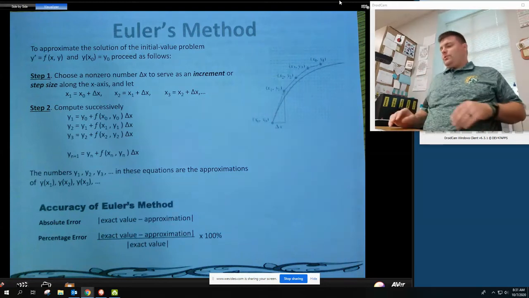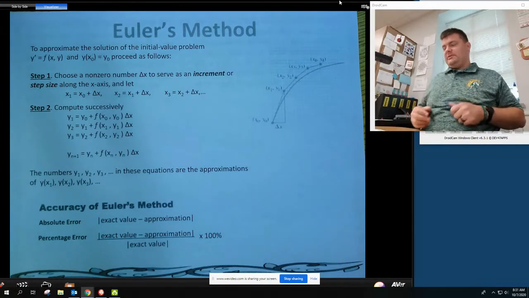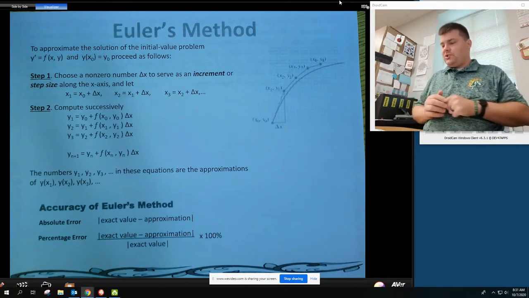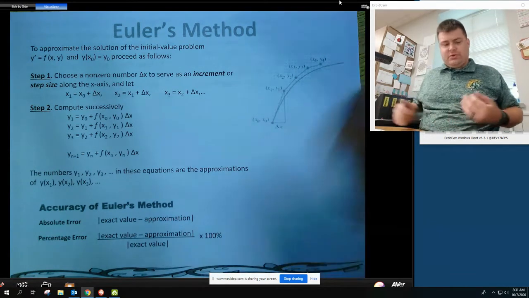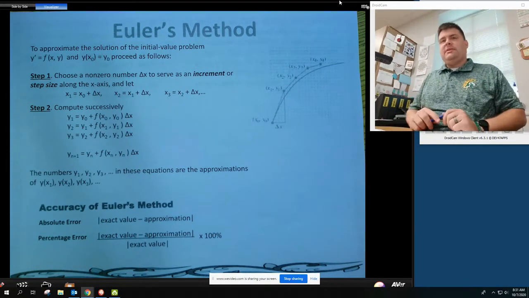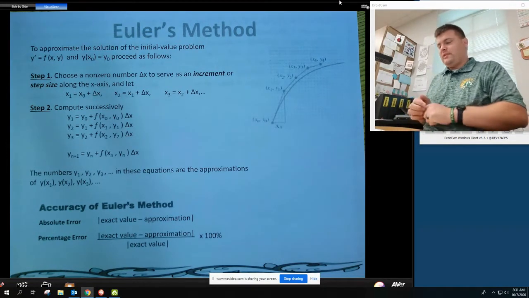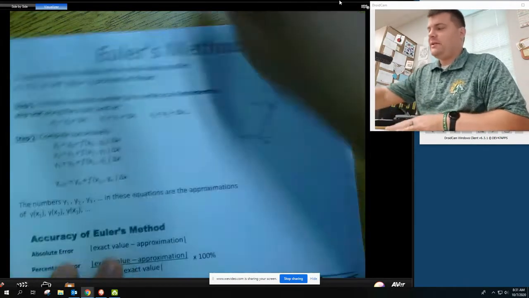Okay, let's talk about Euler's method today. Euler's method is really just a method to approximate values of a function. Usually you'll be given a differential equation, and then you'll have to approximate some values from your initial values. So, how do we do that?